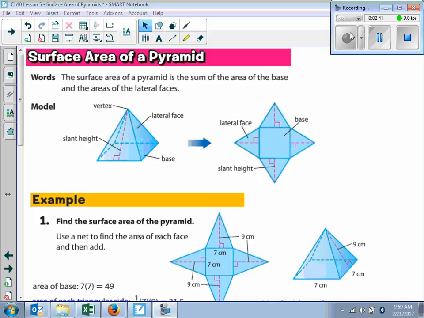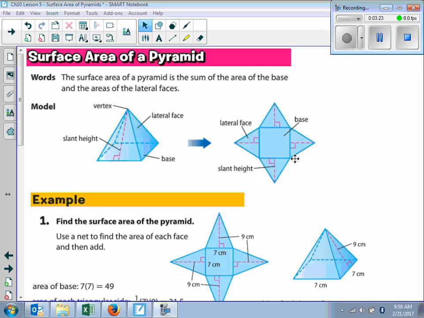So here is surface area of a pyramid. The surface area of a pyramid is the sum of the area of the base and all of the areas of the lateral faces. So here with this picture, the base is a square or a parallelogram or a quadrilateral, okay? And then each one of the lateral faces is a triangle, okay? This again is the net view. You remember how it explodes and it lays flat. This is the net view, okay?